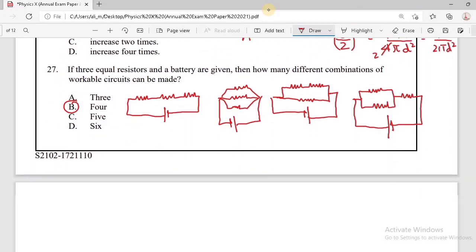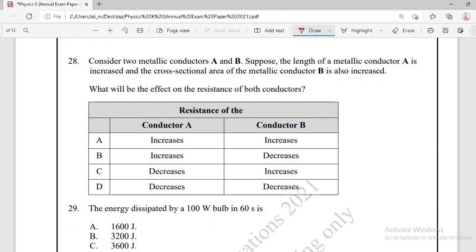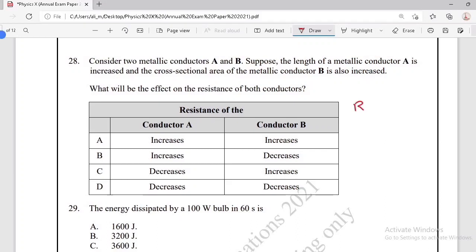Now let's come to our next question, that is question number 28. Consider two metallic conductors A and B. Suppose the length of metallic conductor A is increased and the cross-sectional area of metallic conductor B is also increased. So what will be the effect on both of these conductors? So we know that resistance is equal to rho L over A.